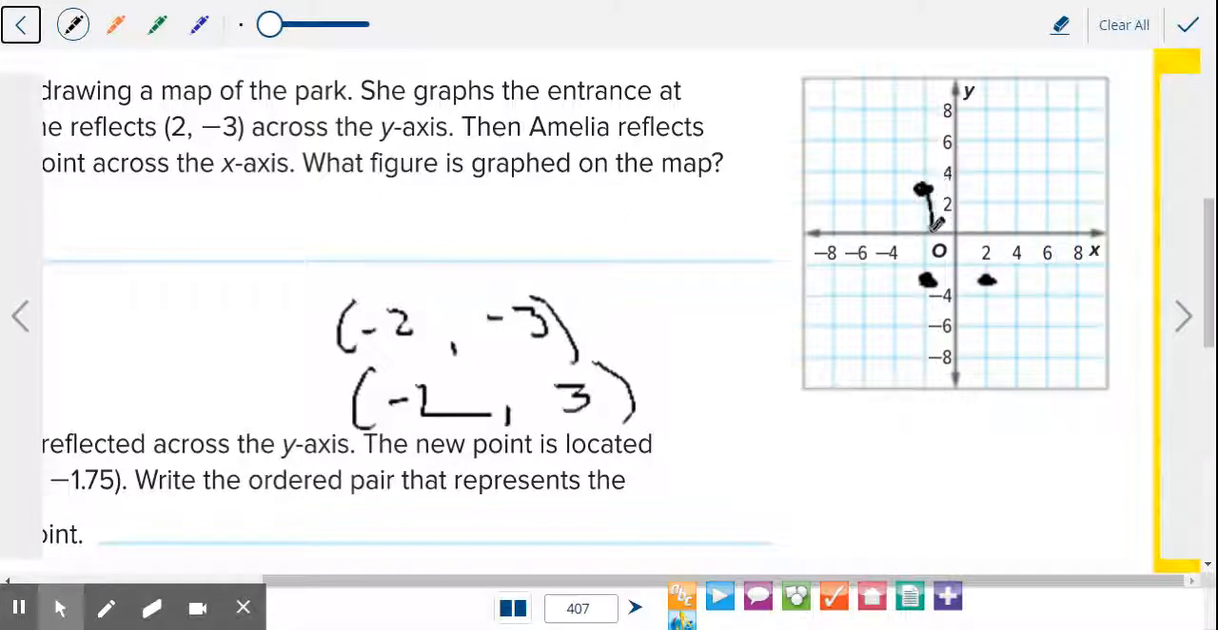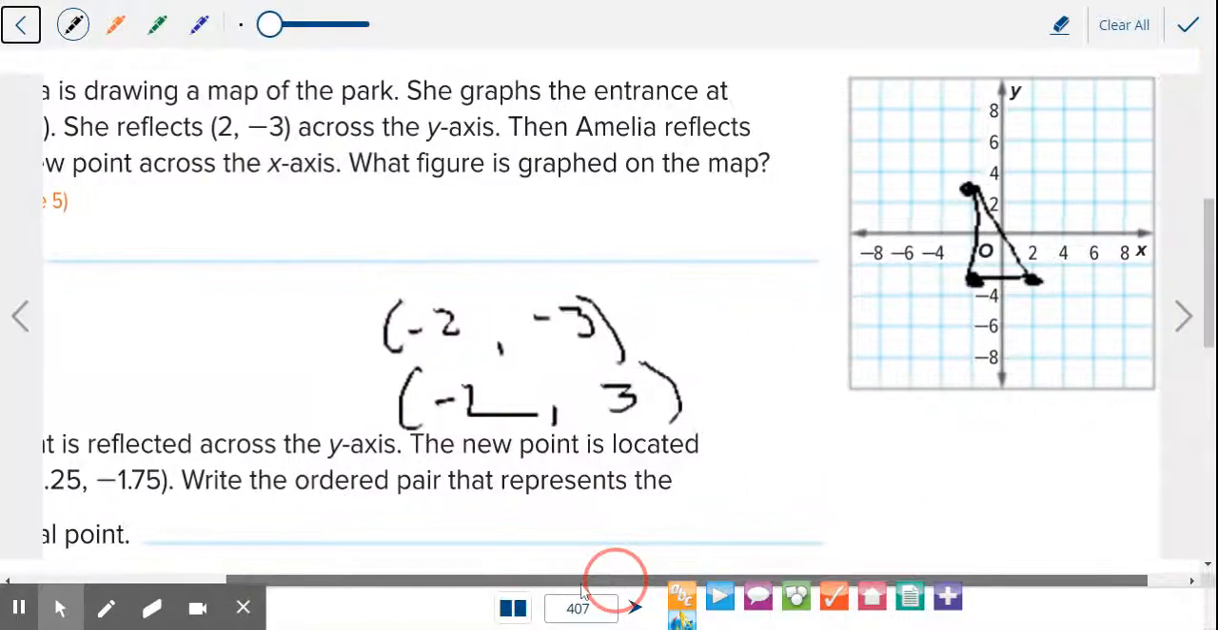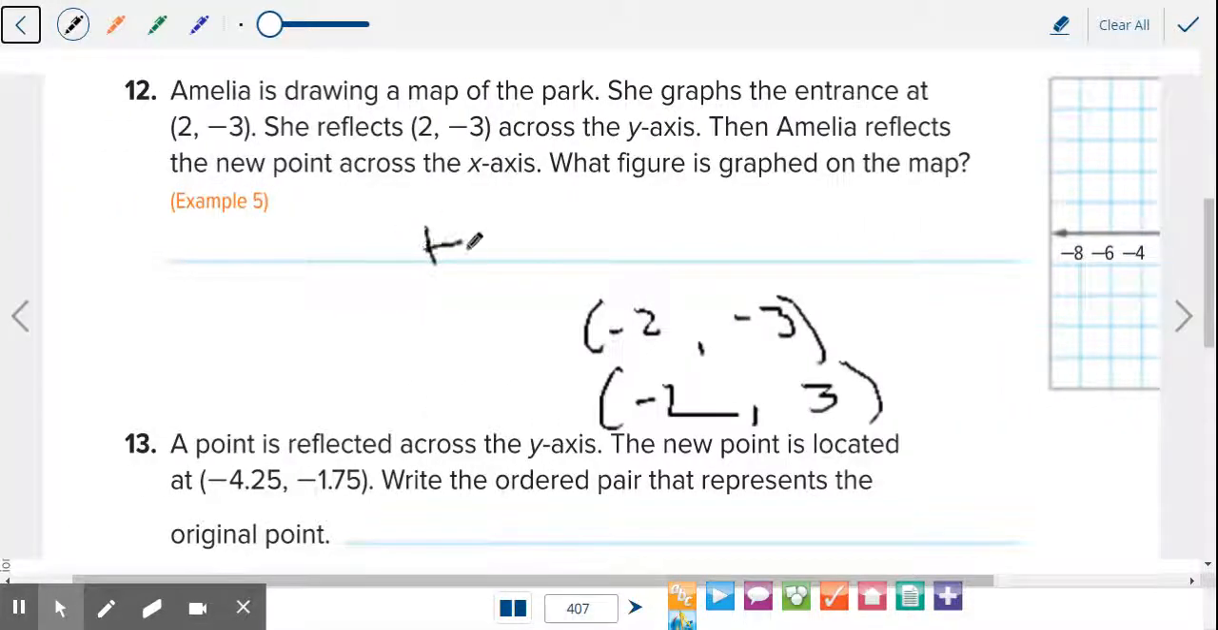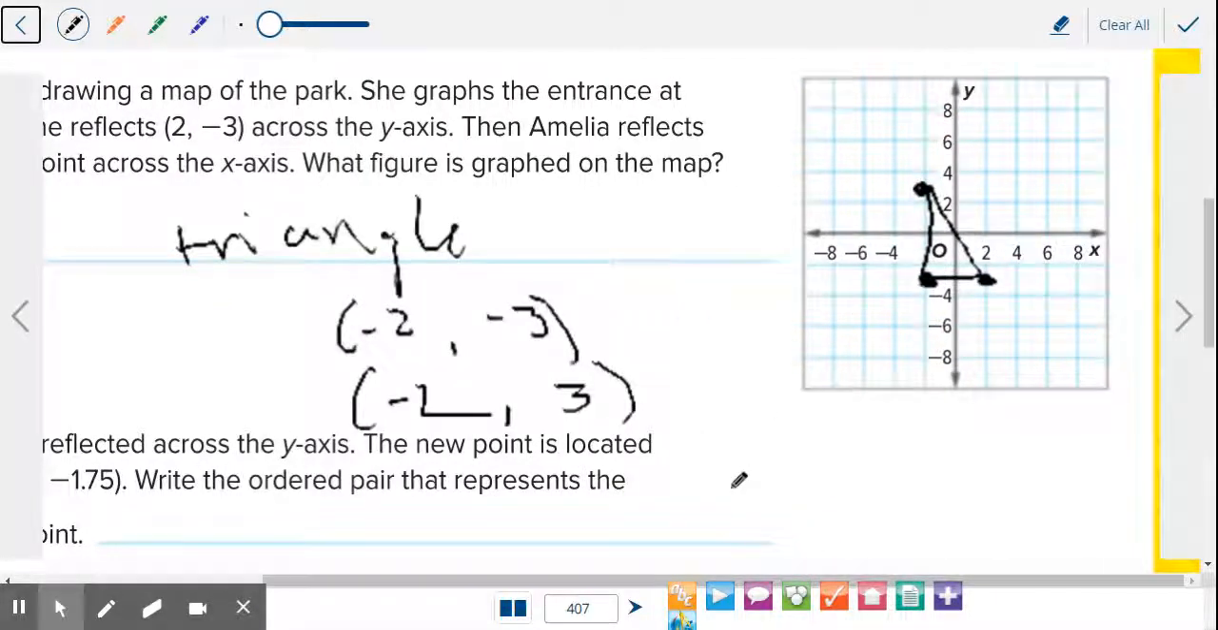Okay, connect the dots as best as you can. Try to keep them straight. Okay, what figure is that? What is it? A triangle. It says, what figure is graphed on the map? Triangle. All right? So why don't you guys try to do letter G?